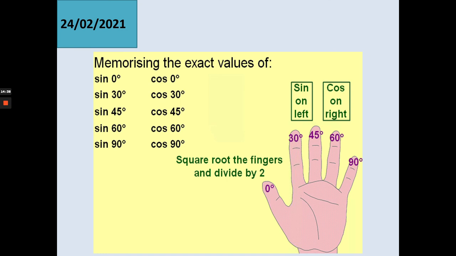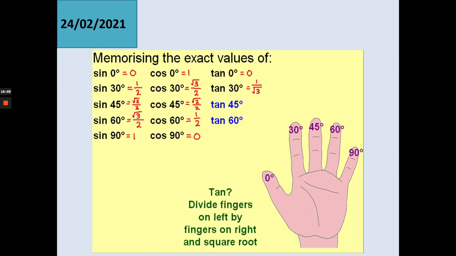What you do is you put your finger down on the one that you want to think about. So if we think about sin, and I want to know what the sine of 30 is, we know what it is from our table. I'm going to put my 30 finger down, and then I'm going to square root the fingers on the left. That's 1 square rooted, which is just 1, and then divide it by 2, so that would be a half.